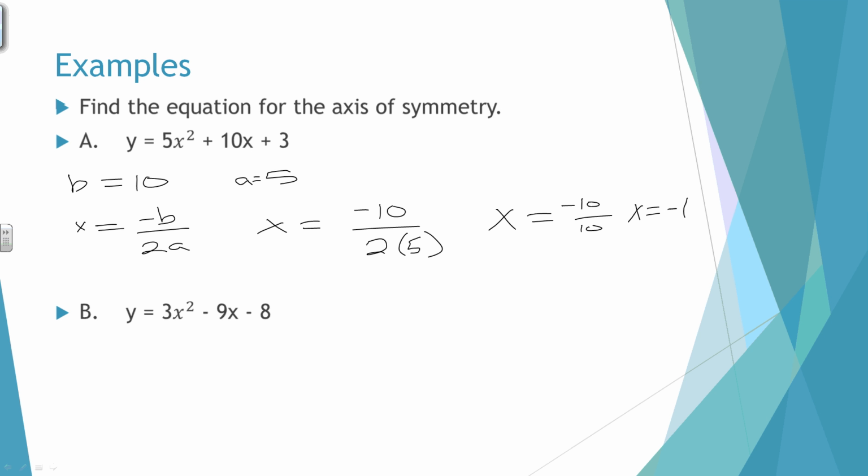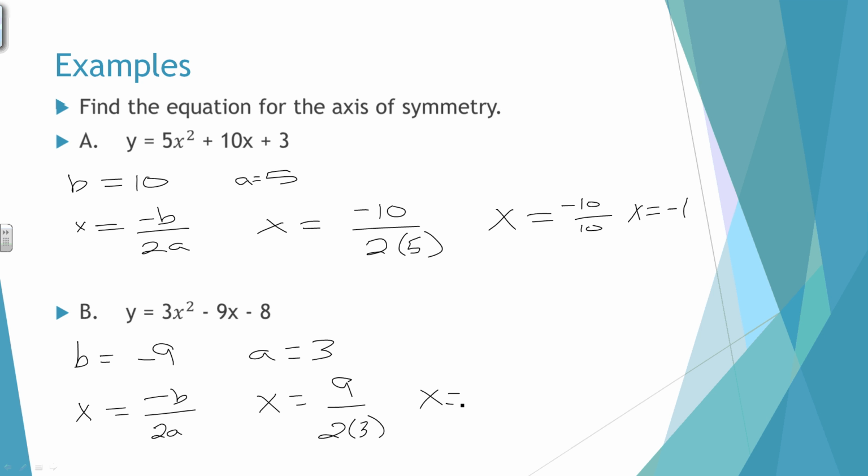We're going to do the same thing on part B here. I'm going to identify our b and a. So b is -9. I need to make sure I take that sign. And our a is going to be 3. So the equation is x equals -b over 2a. So I'm going to take my b and flip the sign. So it's a -9 to start with. It's going to end up being a +9. And my a is 3. So this is going to be 2 times 3.